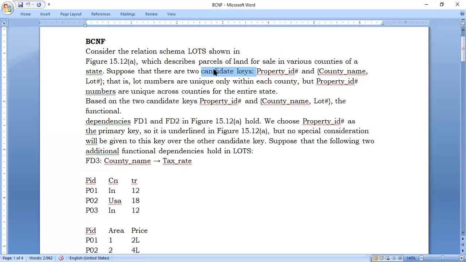You have to understand this concept first. Prime attribute does not mean primary key. Prime attribute means any attribute which is qualified to become a primary key. That means it has the quality to uniquely identify each tuple.